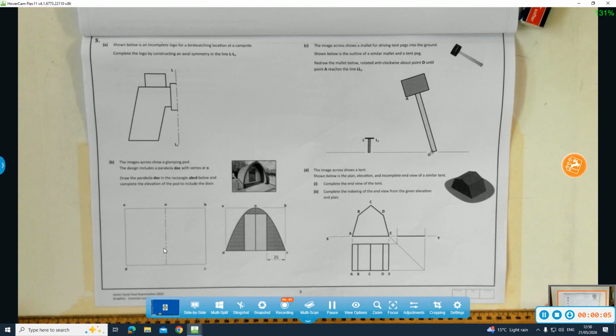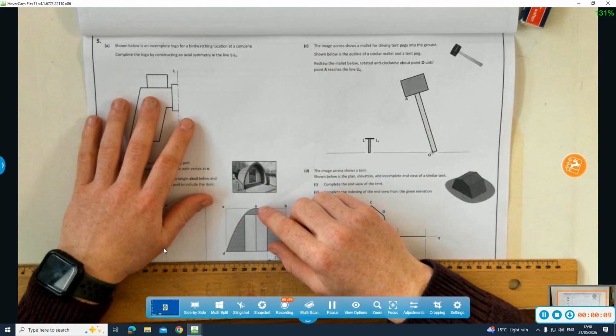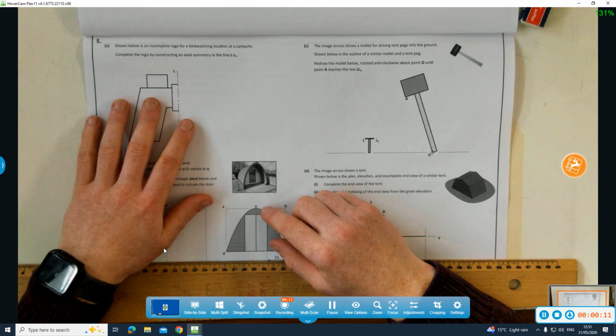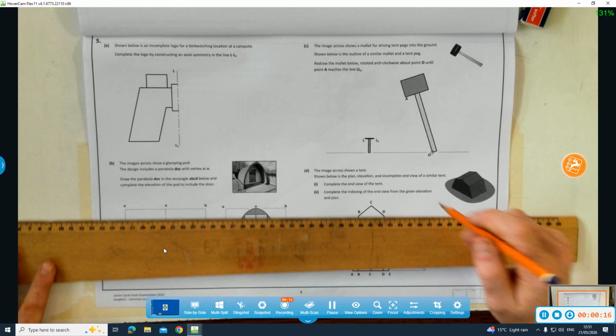Quick recording there for 2025 question 5. Shown below is a logo and complete logo for a bird watching location at a campsite. Complete the logo by constructing axial symmetry. So this is very similar to what we do for the parabolas.